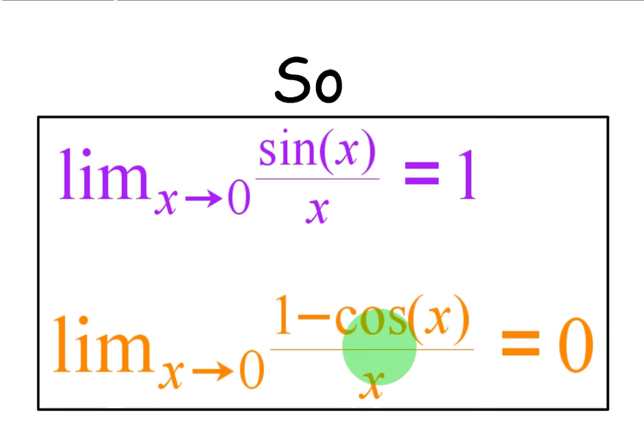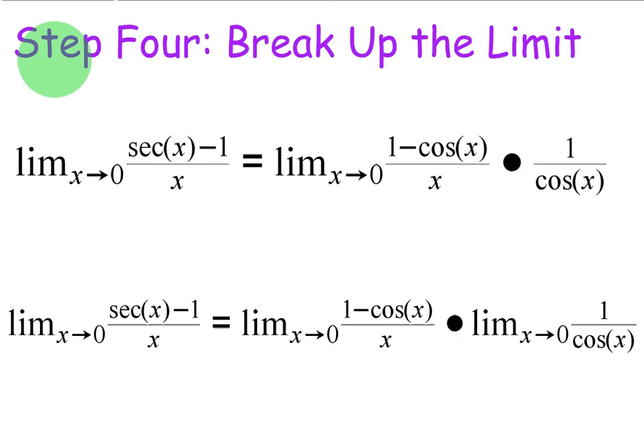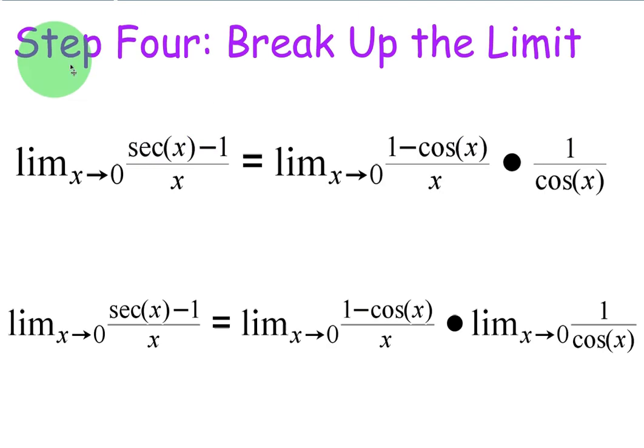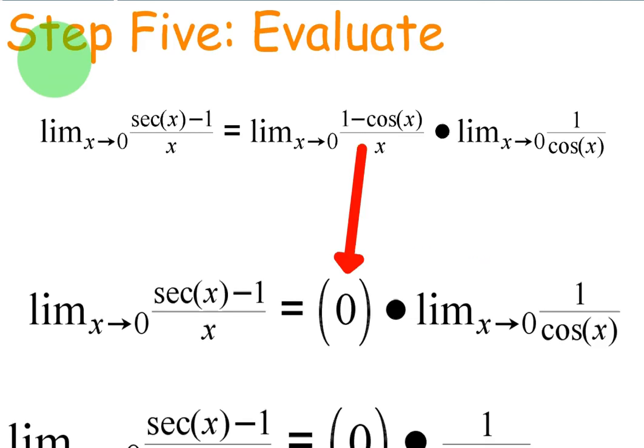Okay, so our next step is to break up the limit. So this is the limit as x approaches 0 of 1 minus cosine of x over x times the limit as x approaches 0 of 1 over cosine of x. Again, that's the product rule for limits. The product of the limits is equal to the limit of products. All right, step 5 is to evaluate.